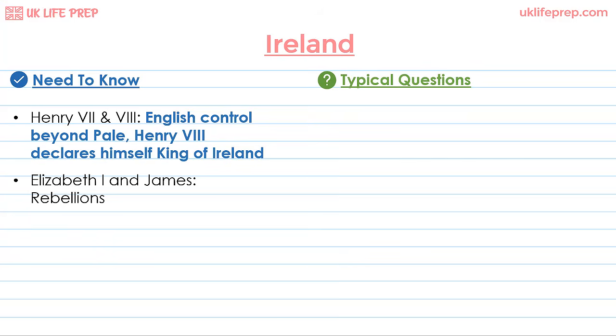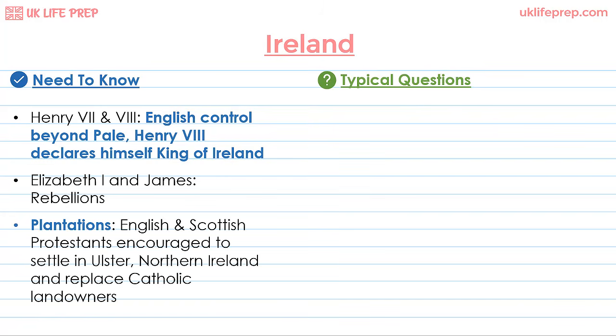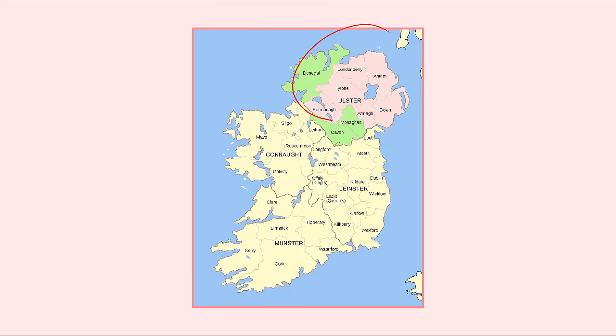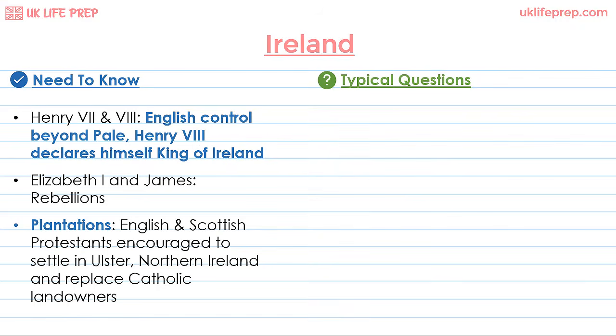However, during the reign of Elizabeth I and James I, there were many rebellions from the native Irish who opposed Protestant and English rule. In order to strengthen English authority in Ireland, the English government encouraged English and Scottish Protestants to settle in Ulster, which is a northern province of Ireland. We can see this region on a map here. These people formed settlements and took land from Catholic landowners, known as plantations.